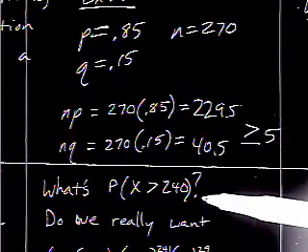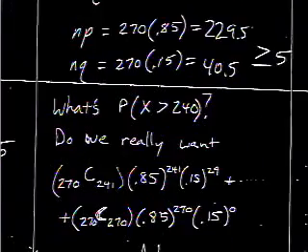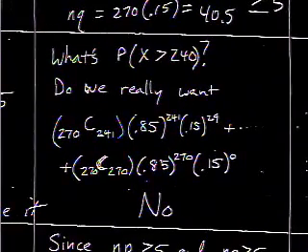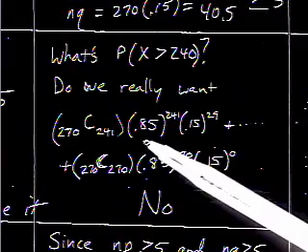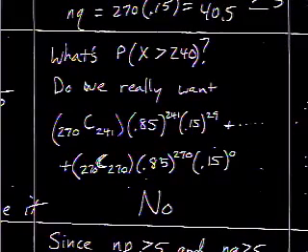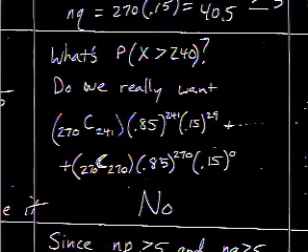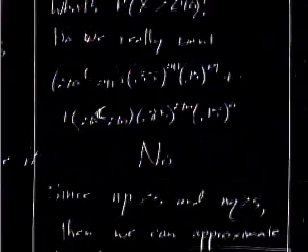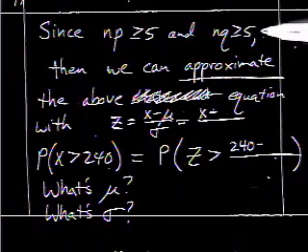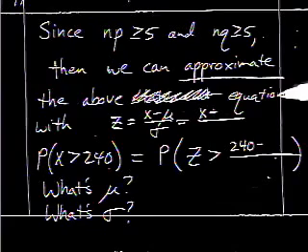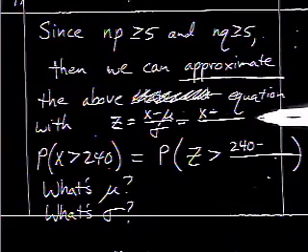have more than 240 passengers. And do we really want to do this? Do we really want to use the binomial probability function and calculate the probability of 241 passengers and 242 passengers and 243 passengers, all the way up through 270 passengers, like everybody showed up? I do not want to do that. So, since this is true, we just figured that out, then we can approximate the above equation using the z-score formula, right?